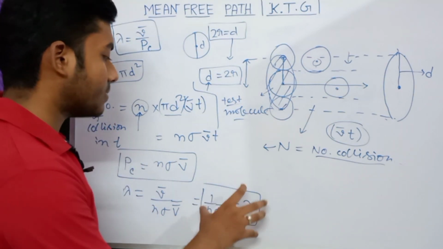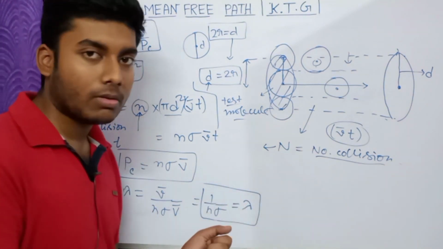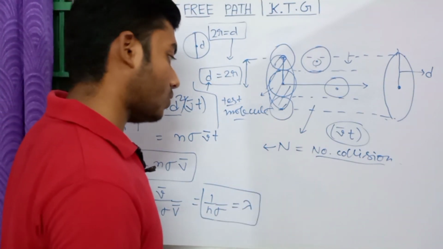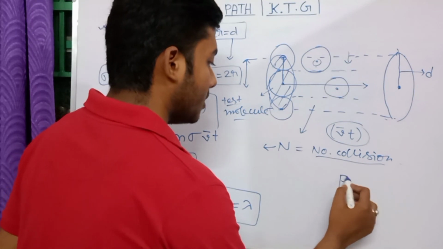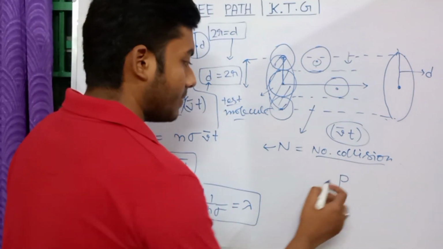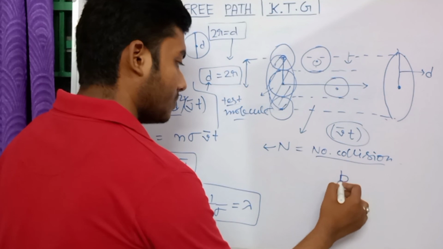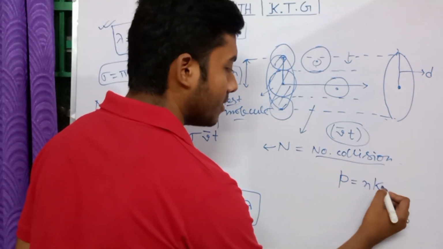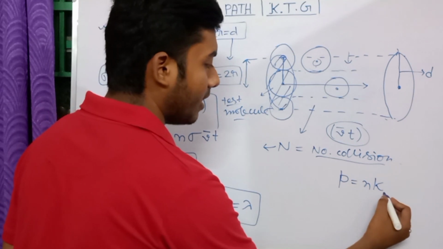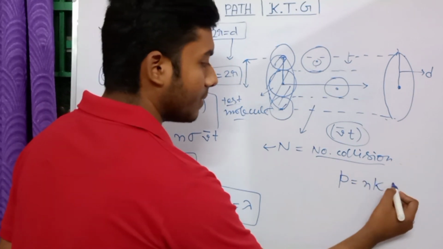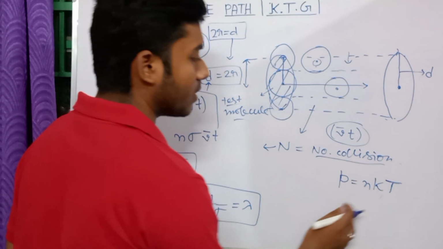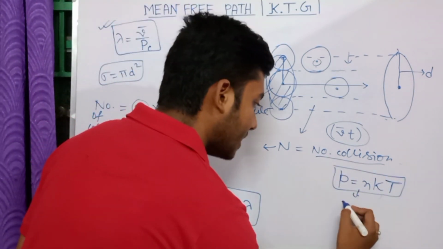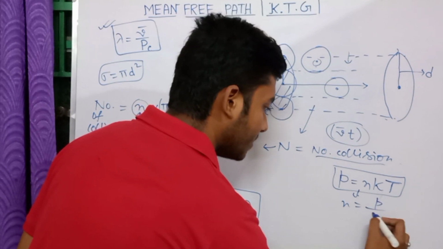Now this expression can also be transformed into another equation using Clapeyron's equation. I am assuming that you all know that Clapeyron's equation is P, that is pressure, P is equal to n kB T, where k is the Boltzmann constant. So from here we can write that n is equal to P divided by kT.